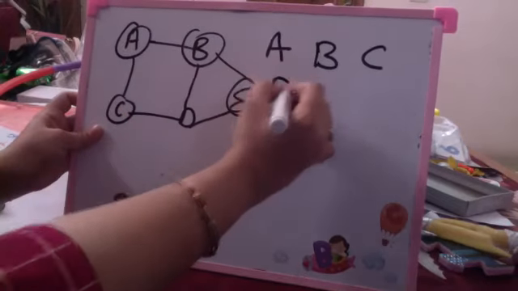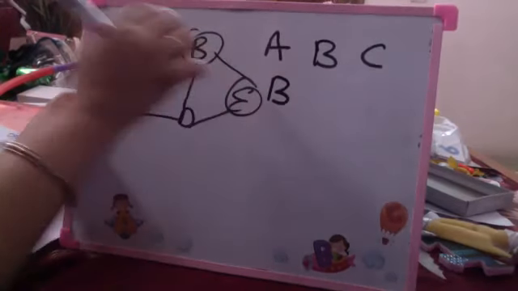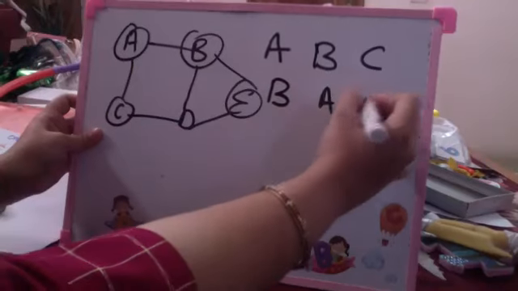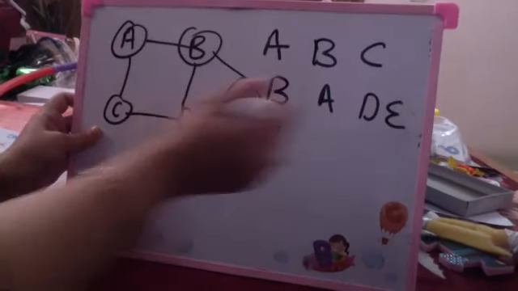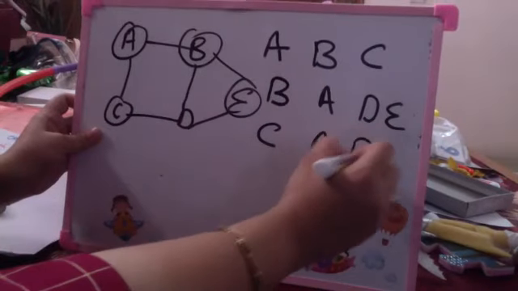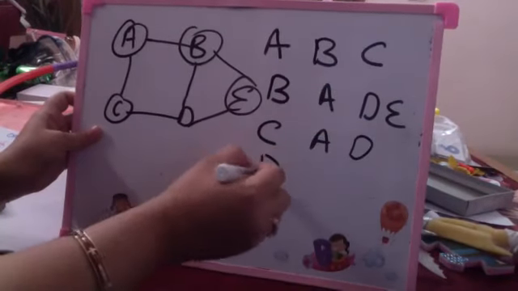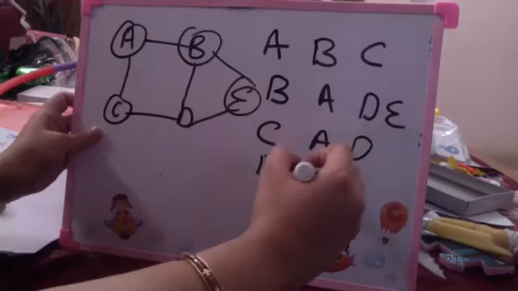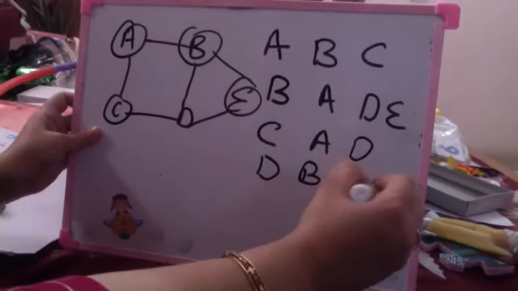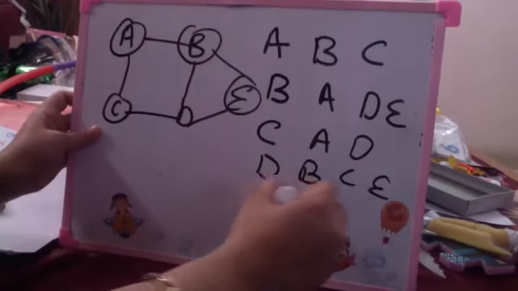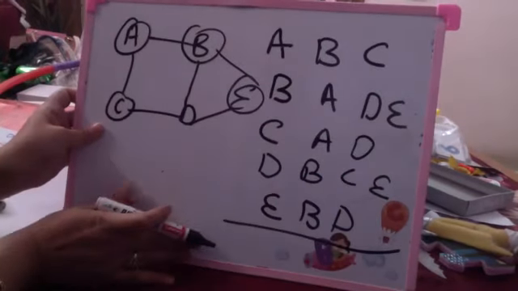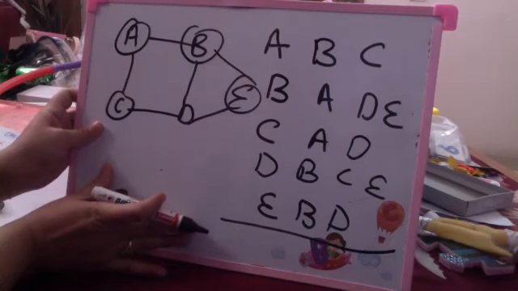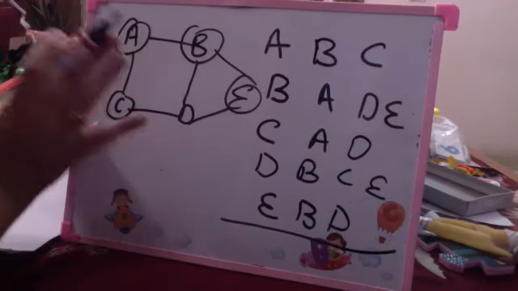You will have B, and the adjacent nodes of B will be A, D, E. Then you have C. Adjacent nodes of C are A and D. Then you will be having D. Adjacent nodes will be B, C, and E. Then finally you have E and its adjacent nodes. This is how you will be finally printing the graph. Are you understanding? In the form of an adjacency list for each node?